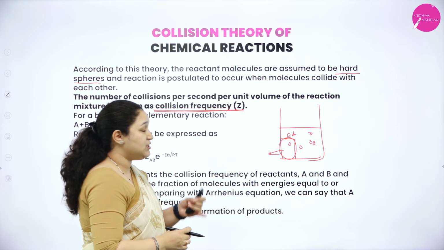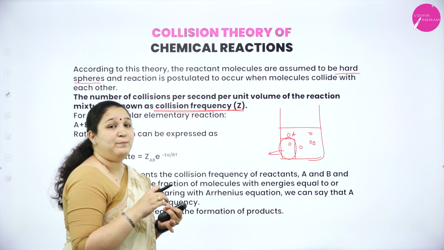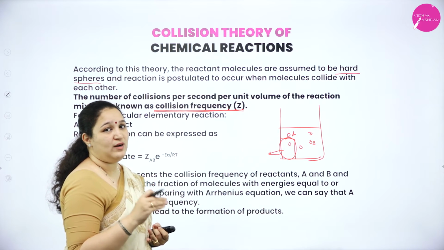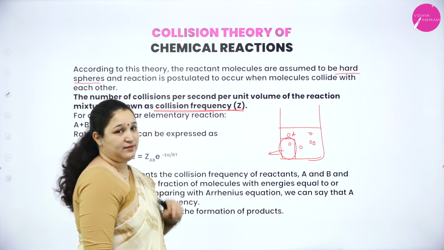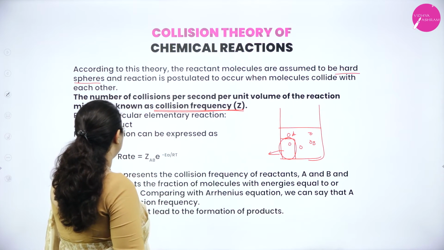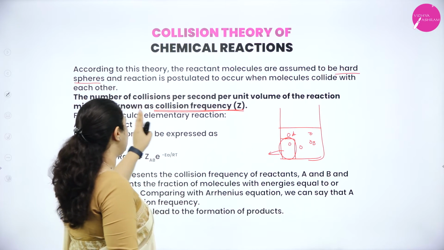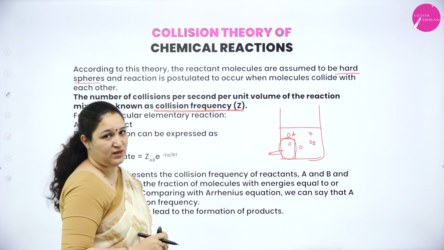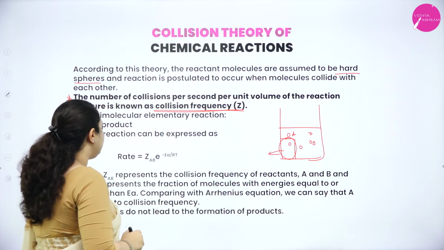The number of collisions that will occur in 1 second per unit volume is called collision frequency, which is given as Z. So what is it? The number of collisions per second per unit volume of the reaction mixture is known as collision frequency. It's a very important 1 mark question. I already told you all, isn't it?